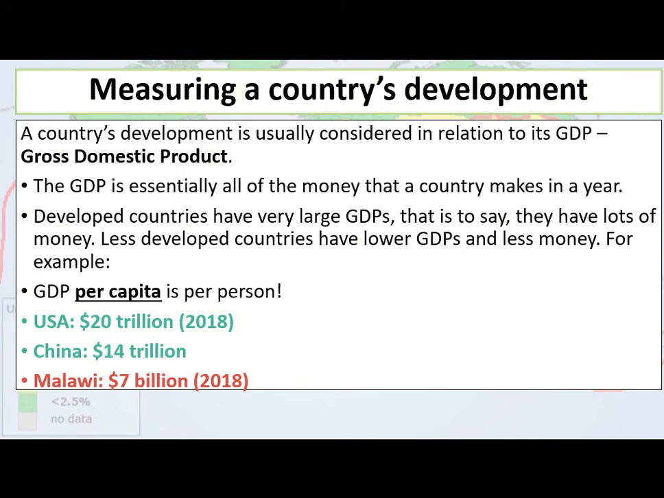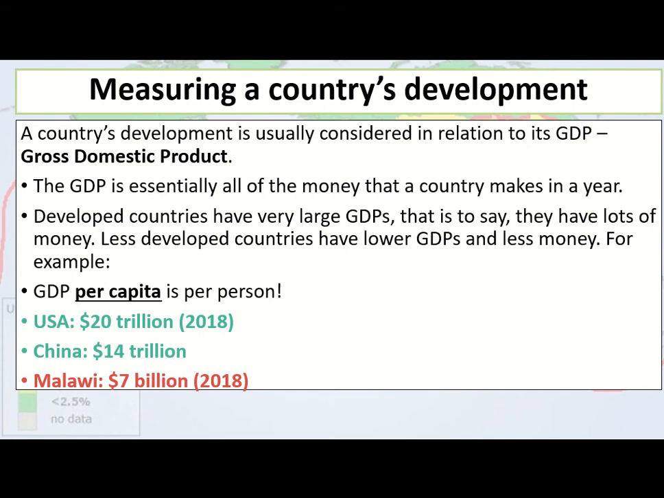Malawi's GDP was 7 billion. Okay, so 20 trillion is 20 million. 14 trillion is 14 million. 7 billion is 7,000 million. So there's a big difference there. A big difference. Malawi is far poorer overall in terms of its GDP than China and the USA.